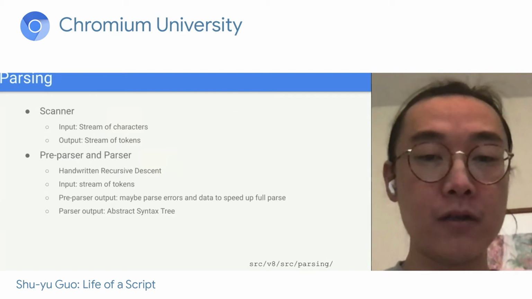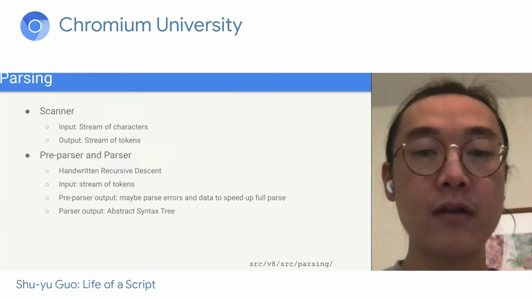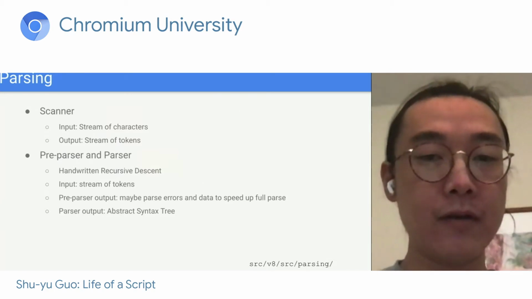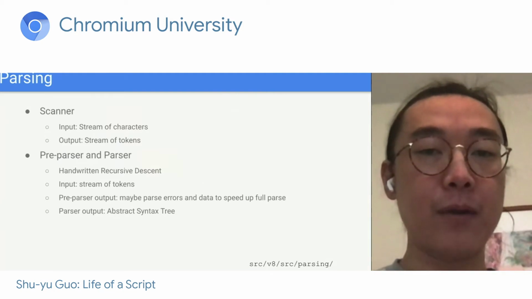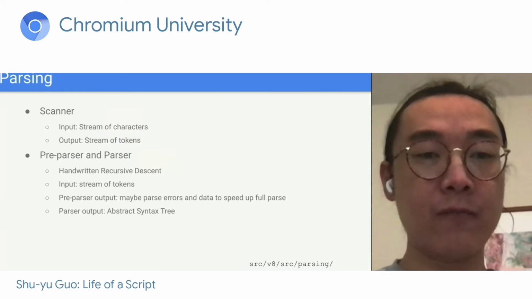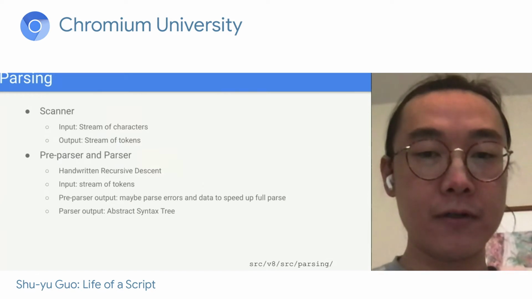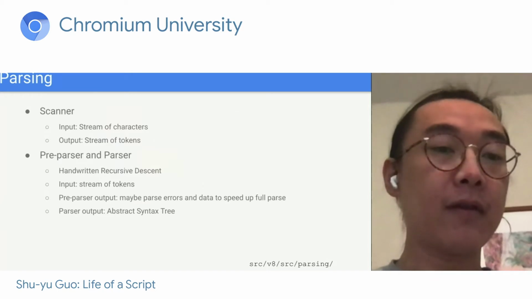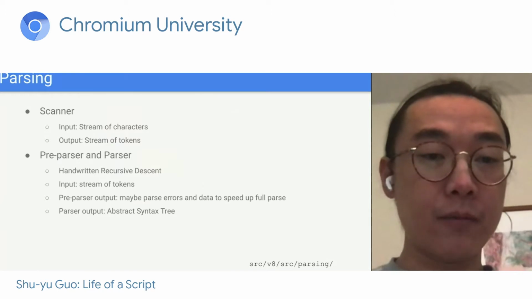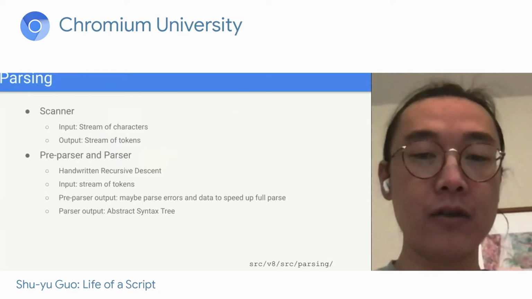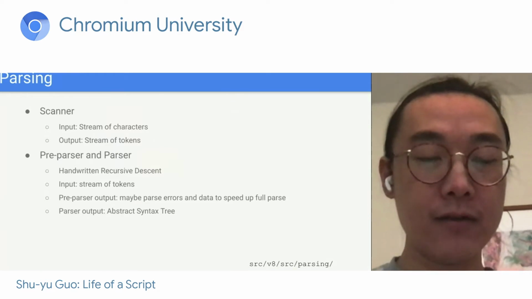The parser itself is written as a handwritten recursive descent parser, not a parser-generated parser, for easier maintenance and better error handling. In fact, all the major browser JavaScript virtual machines use handwritten recursive descent parsers. The full parser produces an abstract syntax tree. But we also have this thing called a pre-parser, which is a cheaper variant of the parser that doesn't actually allocate an AST, and all it does is check for syntax errors.